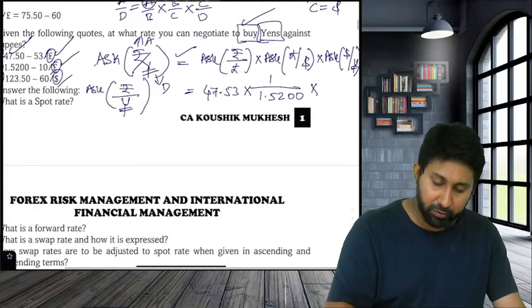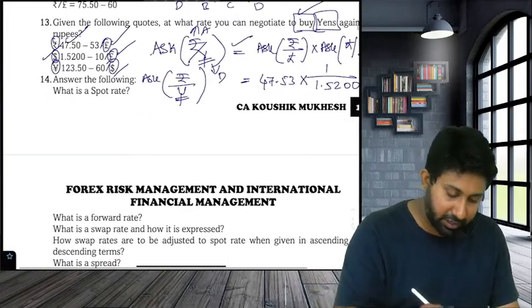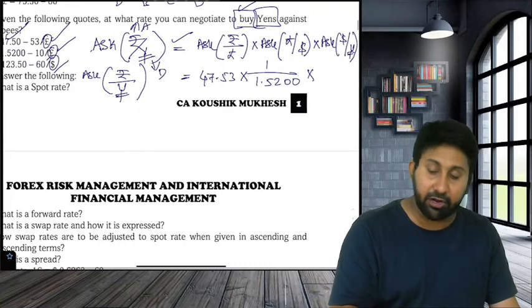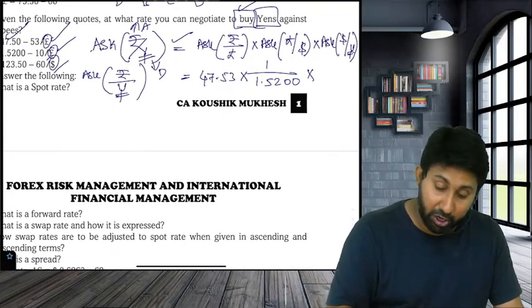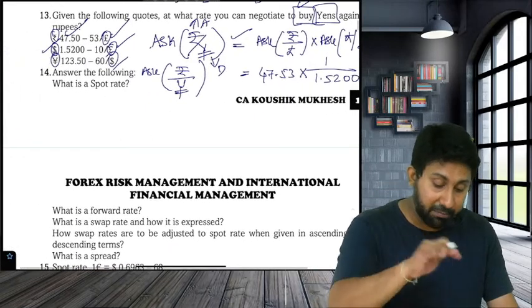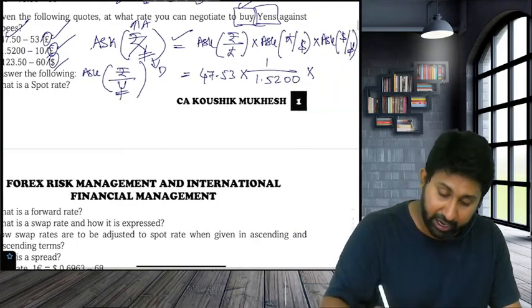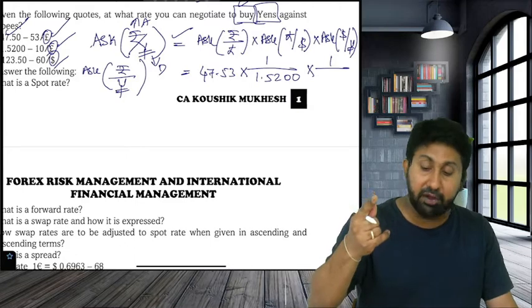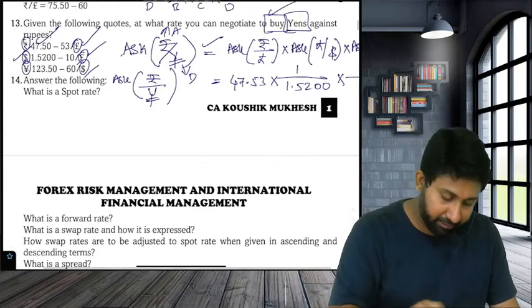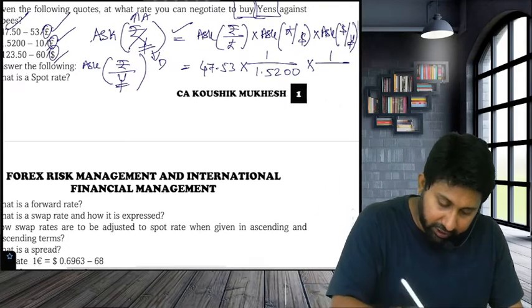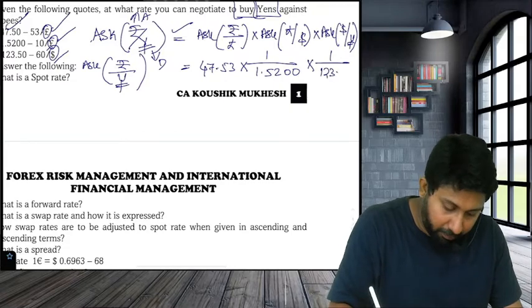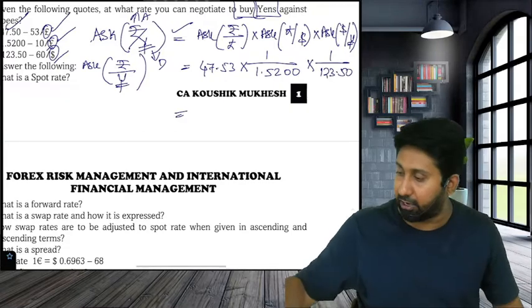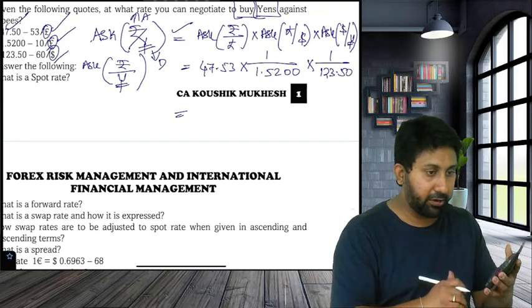1.5200 into ask of dollar by euro. Ask of dollar by euro. It is given in dollar by yen format, and the question is given in yen by dollar format. Again 1 by bid. Instead of writing ask of dollar by yen, we will write 1 by bid of yen by dollar. Okay, 123.50. Take calculator, everyone.